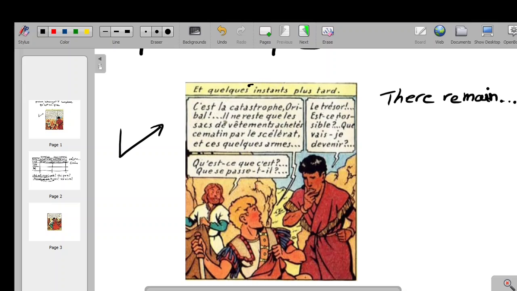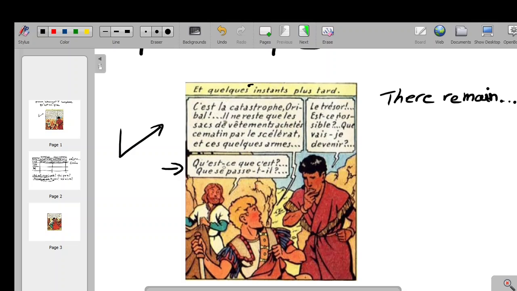Not that interesting anyway. Then okay, so this is what's interesting us. I'm just going to translate this. Le trésor, est-ce possible, que vais-je devenir? So the treasure, is it possible? What am I going to become? What am I going to become? Okay, so this one.